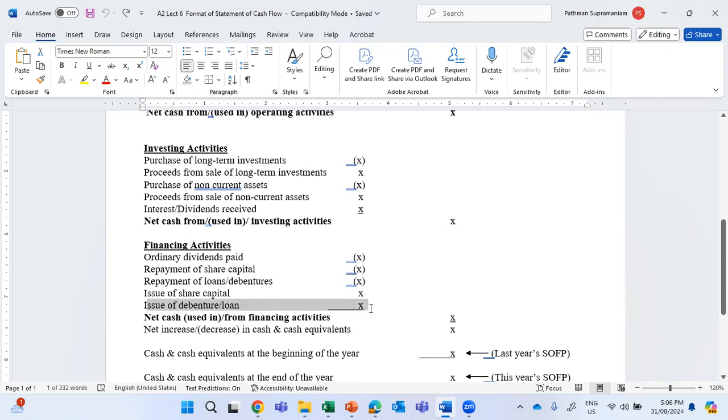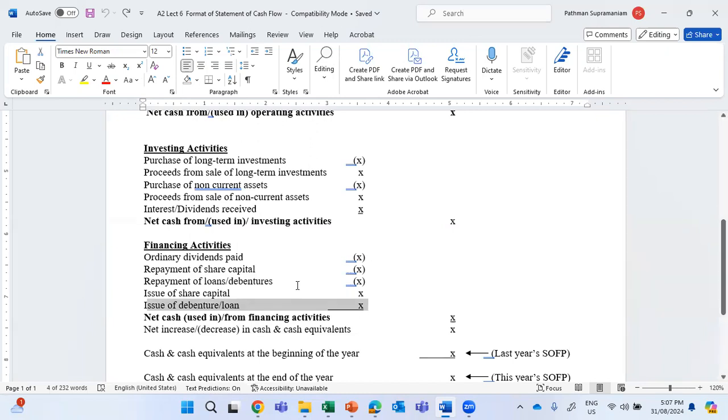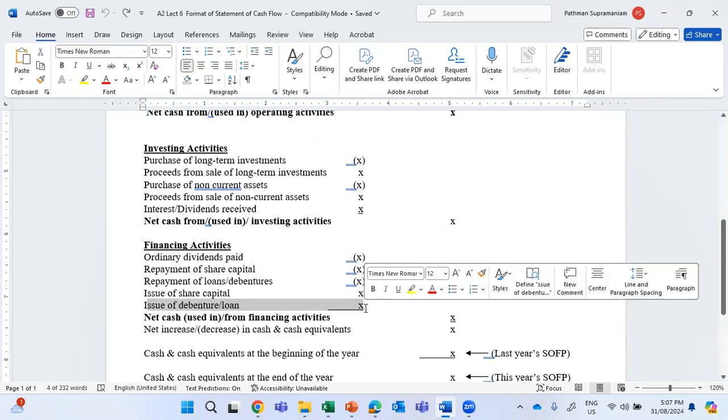So you can always fall back to the double entry. If you know the double entry, then you'll know whether that item needs to be included in the SOCF or not. And you will also know whether that transaction is a cash inflow or a cash outflow. For example, issue of debentures, the double entry is debit cash or bank, and credit debenture or loan. So any transaction where you debit cash or debit bank is where money is coming in, so it's an inflow. Any transaction where you credit cash or credit bank means money is going out because you're paying for it. So that's an outflow. That's a good way you can tell.